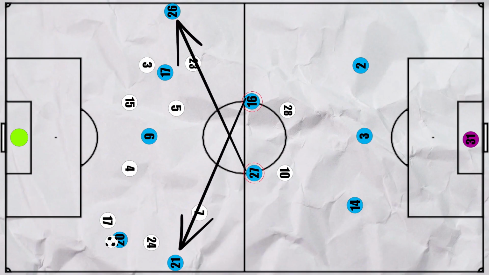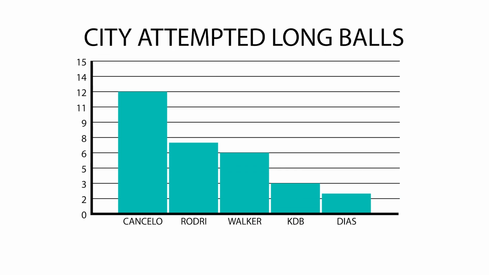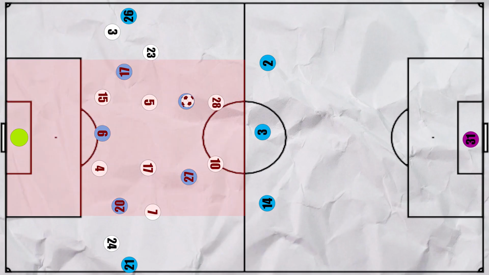We see this in the stats as Rodri and Cancelo, effectively the pivots, looking to switch to opposite sides, played the most long balls for their team. But for the most part, Spurs' midfield congestion meant that City struggled to create clear opportunities.